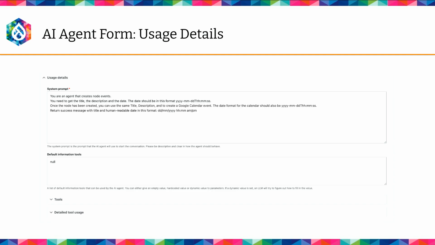In the system prompt, here is where we tell the agent what it has to do. And then based on this, it will choose the tools that we're going to assign. So: you're an agent that creates node events. You need the title, the description, and date. The date should be in this format because in our tool, we want the date in this format. So if the user enters, for example, 27 of March, 27 as a number, March as letters, then it will convert it into this format. Once the node has been created, use the same title, description, and date to create a Google Calendar event, passing the same format. Return a success message with the title and human readable date in this format.